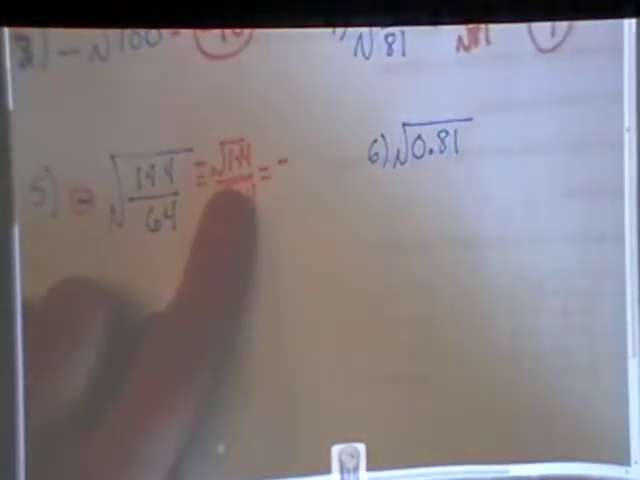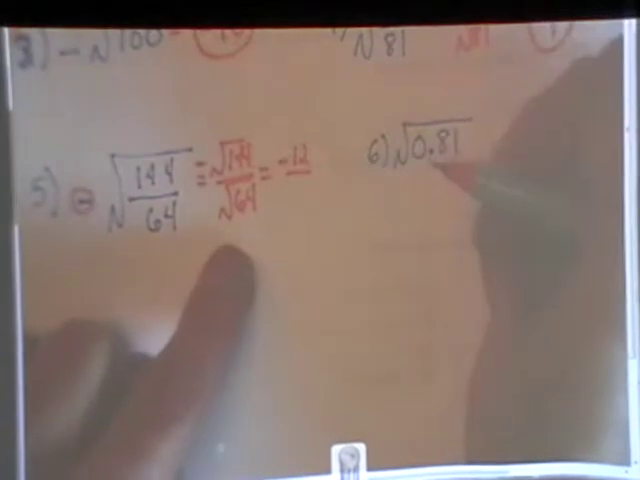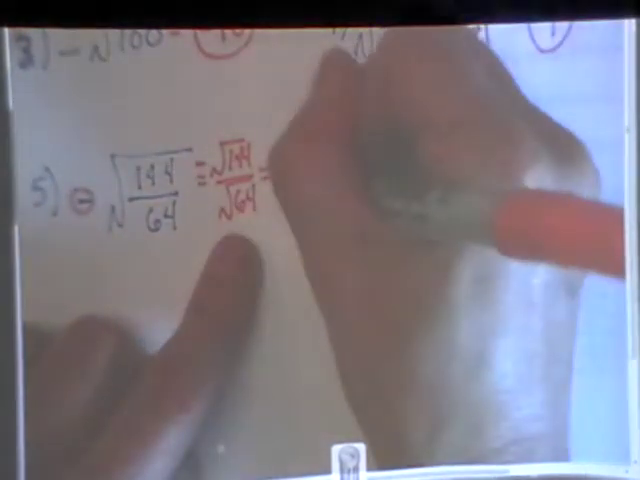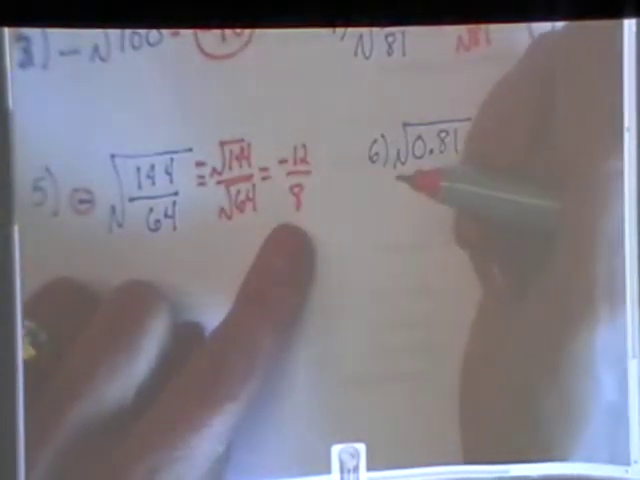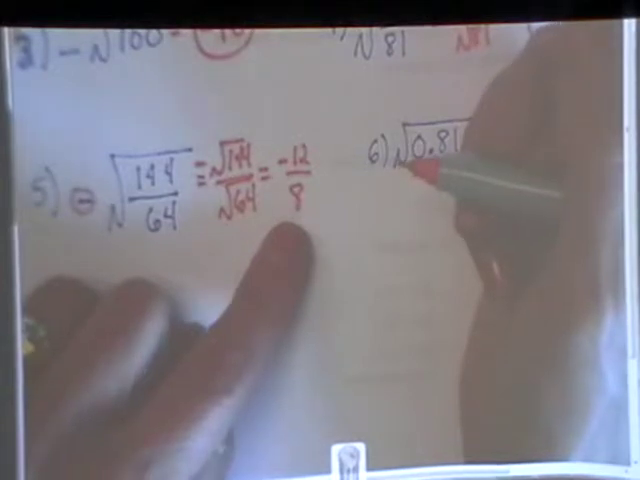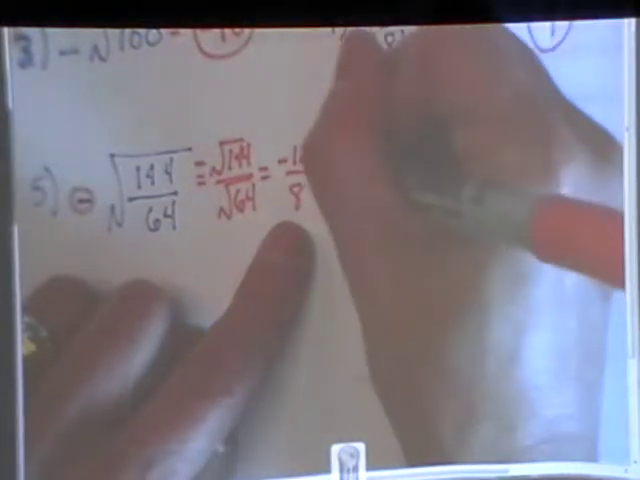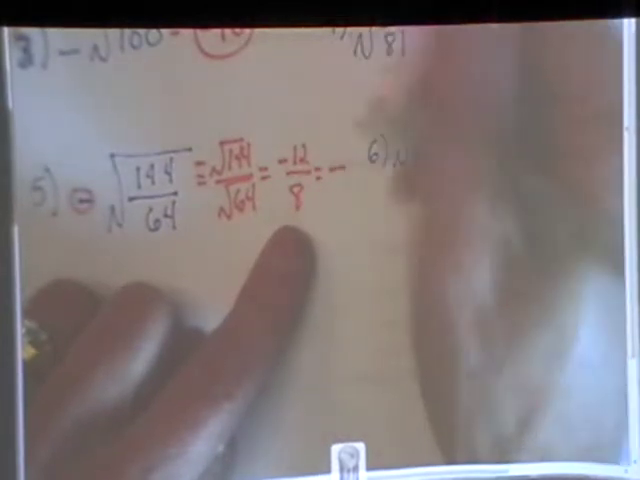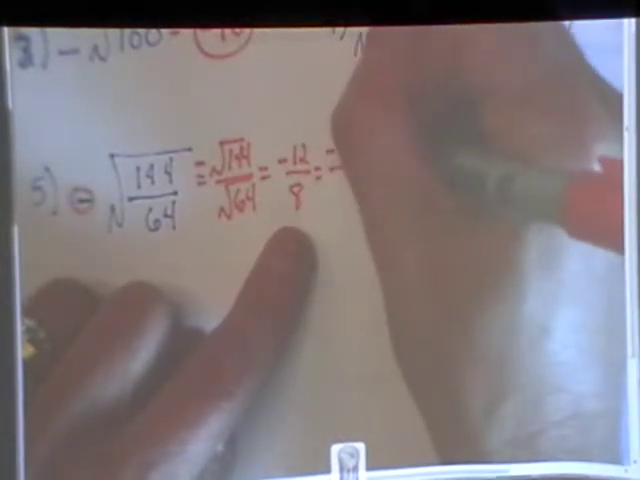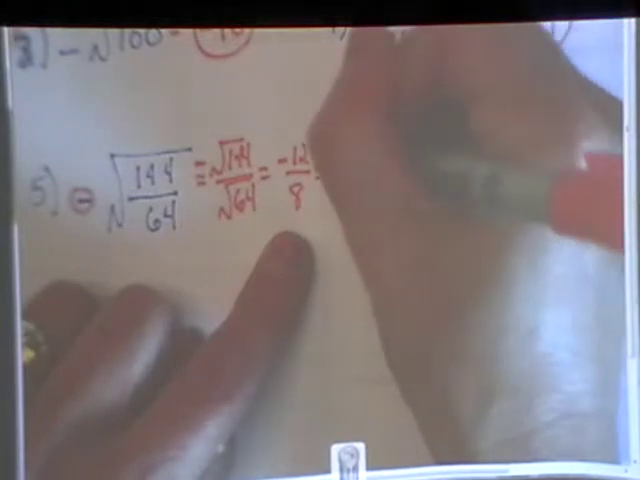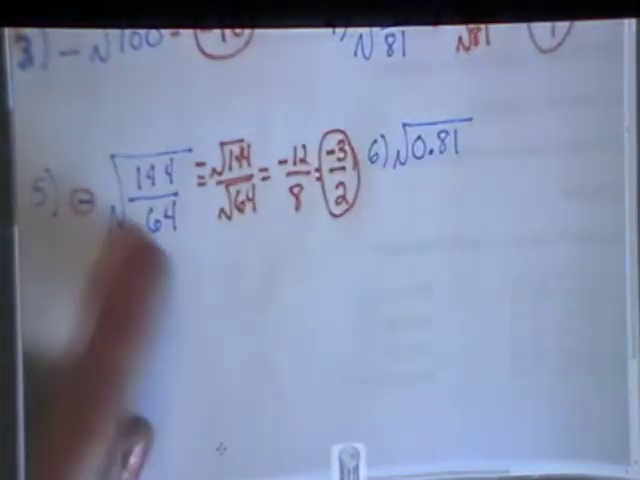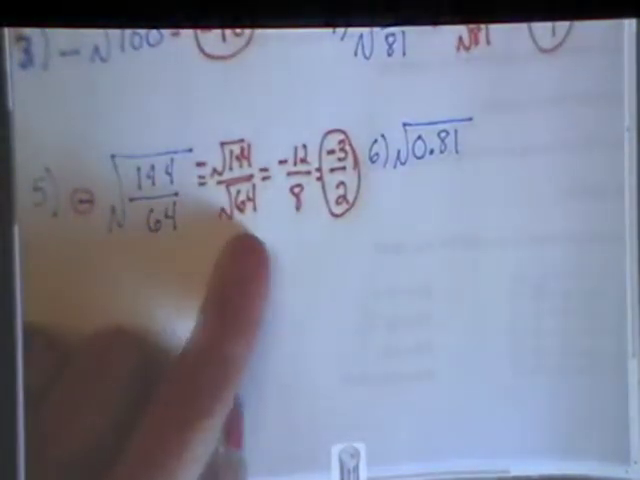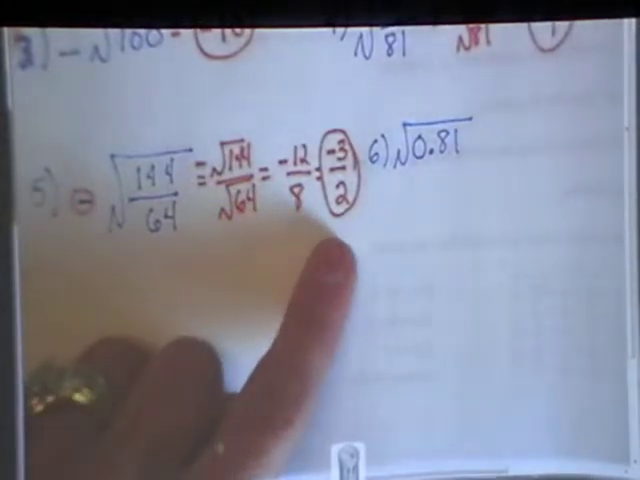Alright, let's go through it. What's the square root of 144? 12. What's the square root of 64? 8. Now, can I leave it 12 over 8? Is that in lowest terms? Nope. So let's go ahead and do it. So let's see, 8 and 12 have 4 in common. So I get negative 3 over 2. So I don't want you to reduce here. I want you to go ahead and take the square roots and reduce at the very end.